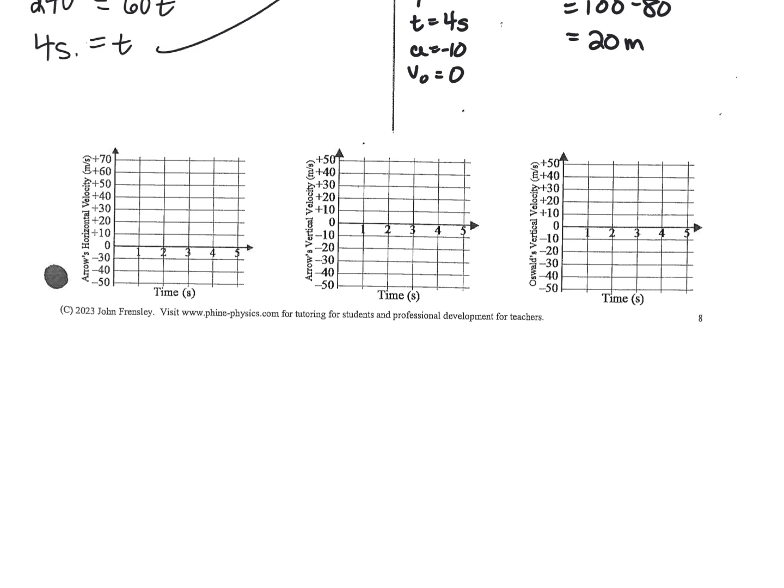So now let's start this. What is our horizontal velocity? The arrow's horizontal velocity is 60 and stays 60 the entire 4 seconds, doesn't it? The arrow's vertical velocity starts at what, 25? And ends at what?